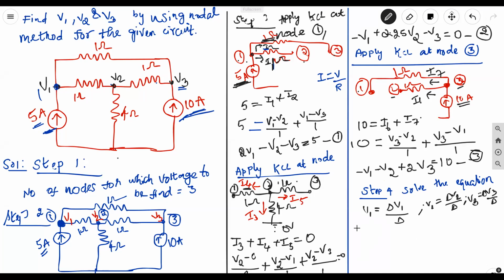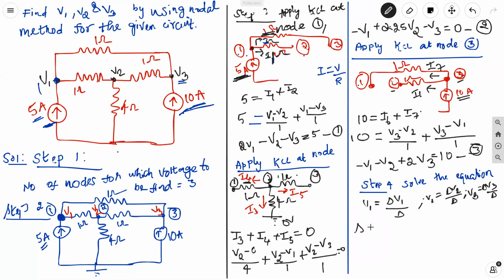So I just give the final answer. You please note down and also you try and verify. The answer for del is approximately 0.75. Answer for del V1, 50. Answer for del V2, 45. Answer for del V3, 51.25.